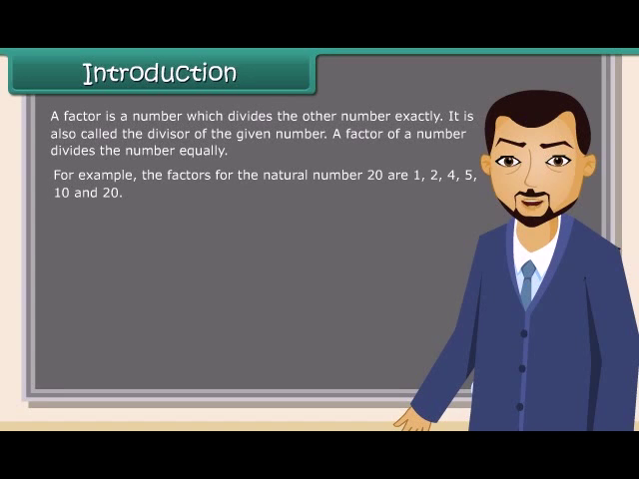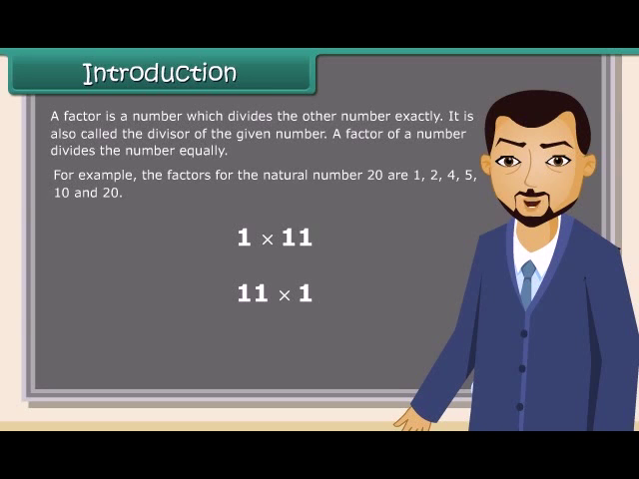The factors of the prime numbers are 1 and the number itself. For example, the number 11 can be written in two ways as given below, which implies for any prime number, the factors are 1 and the number itself.